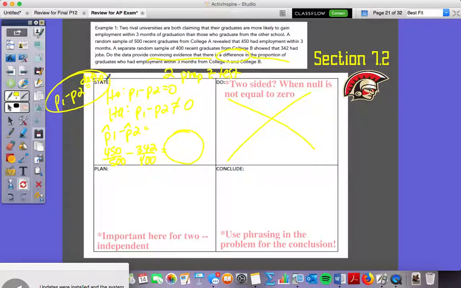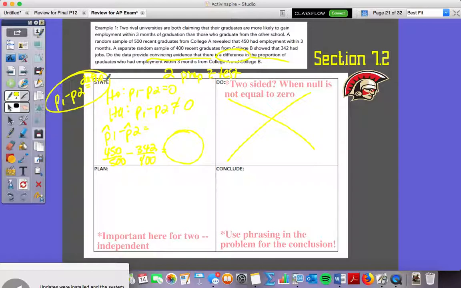True difference in proportion of job A or college A versus college B for recent graduates who got a job, okay? So obviously in this case, we would probably say the higher of the two would be more representative of Michigan, the lower one would be more Ohio State. Good? Good. All right.